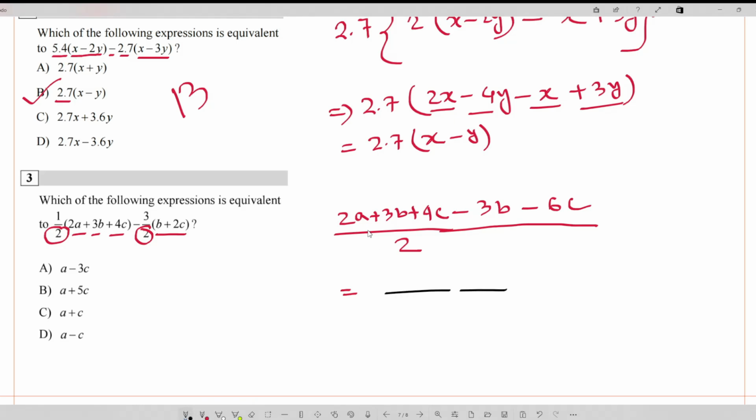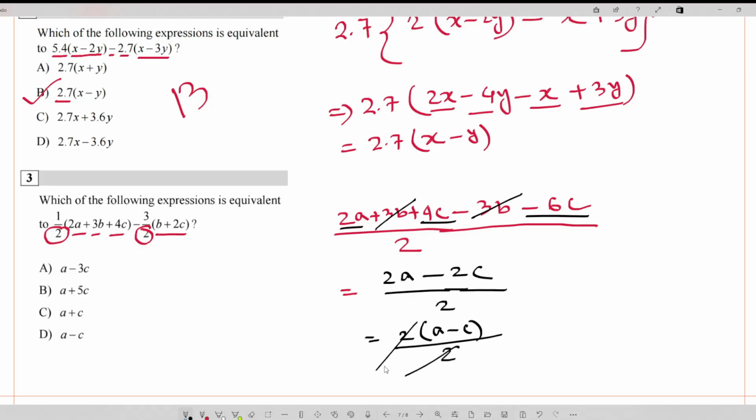Look, here is 2a, 2a plus 3b minus 3b cancels out, minus 6c plus 4c will be minus 2c, divided by 2. So what will be the answer? Once we take 2 common, here is a minus c, divided by 2, so it will cancel out. Our answer is a minus c, which is number D, right? Very easy. Number 3 done.